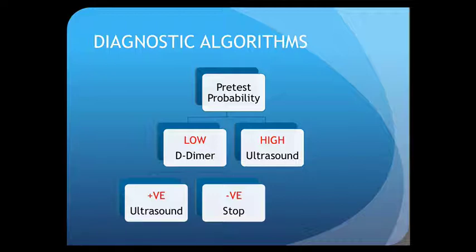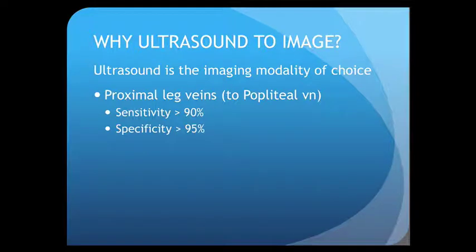When we look at how this is applied in practice, though, what we've noticed over a number of years is that we are now testing larger and larger numbers of people. And because both the clinical test and the D-dimer are designed to be highly sensitive but have a low specificity, what this results in is that there are a large number of patients who are referred for some form of imaging. And in almost everywhere, ultrasound is the imaging modality of choice.